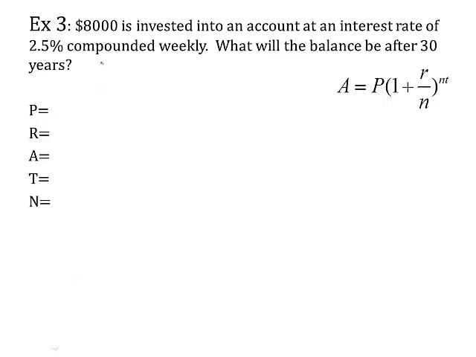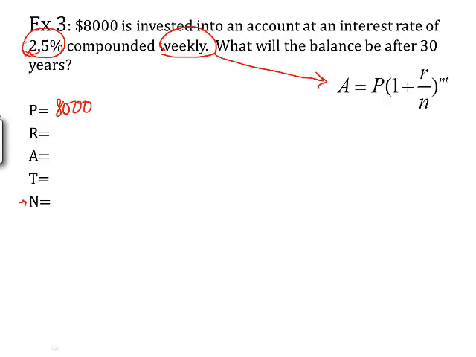$8,000 is invested into an account at an interest rate of 2.5% compounded weekly. What will the balance be after 30 years? Okay, so this is different. This is compounded weekly, which means I use this formula with the n. Okay, and let's see what our values are. So this is PRT and same PRT values, but now we have an n because it's compounded weekly. So principal, what's the amount we started with? $8,000. The rate, there it is in percentage.